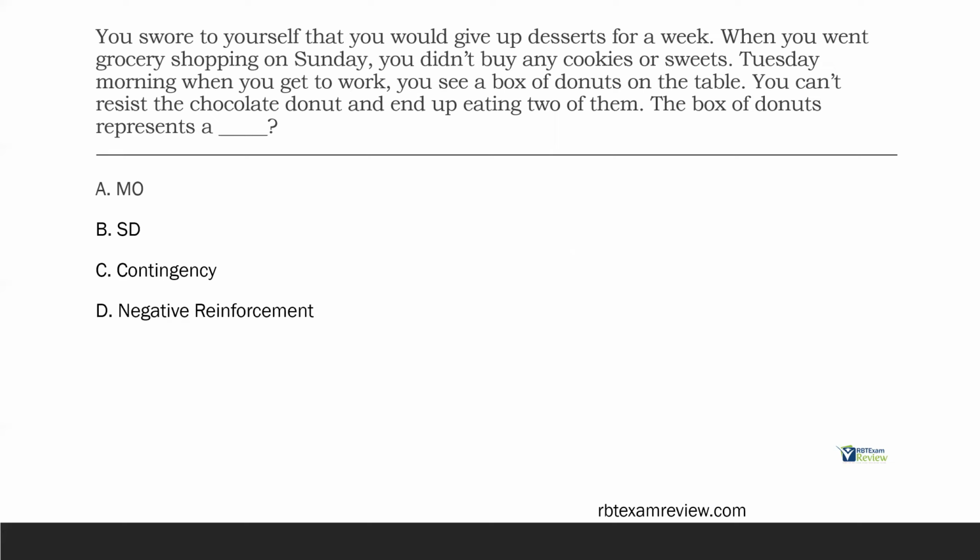Well, in this case, the box of donuts signaled to you that reinforcement was available, okay, and therefore you ate the donuts. The motivation for those donuts is already there at your house, okay? You eliminated the temptation, right, by not buying sweets, but you still might want them, right? When you get to work, though, you see the SD, that box of donuts, and you can't resist, and therefore you eat the donuts. So that box of donuts is an SD.